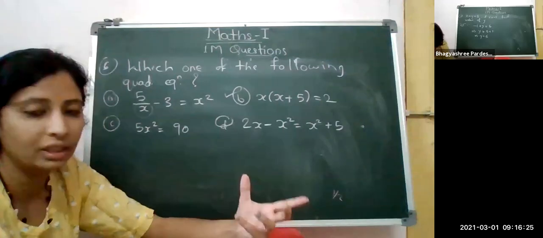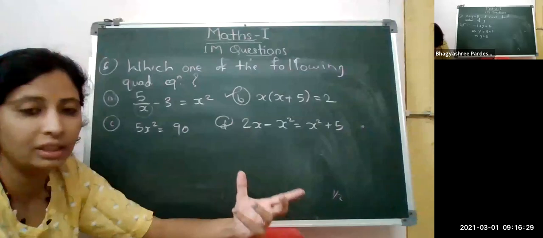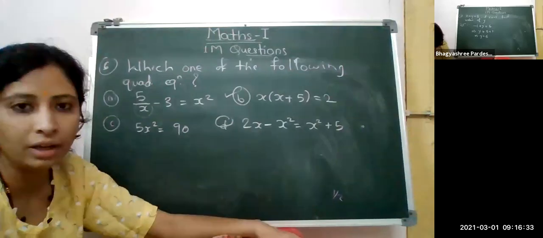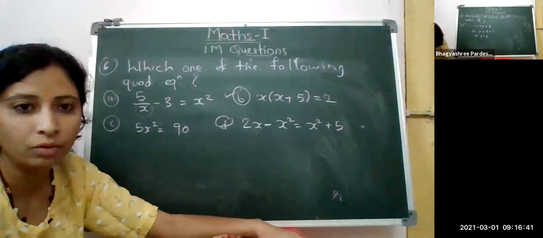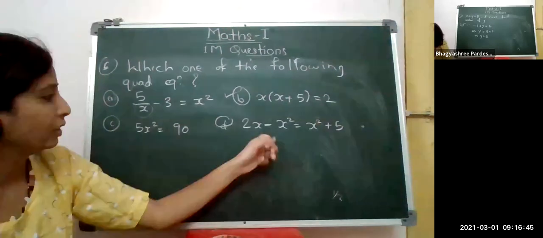After simplifying, which one of the following? Sorry, I wrote something. Yes, this is not the quadratic equation, Zaki. Yes. Okay. Yes. So no. Whether this is not the quadratic equation.